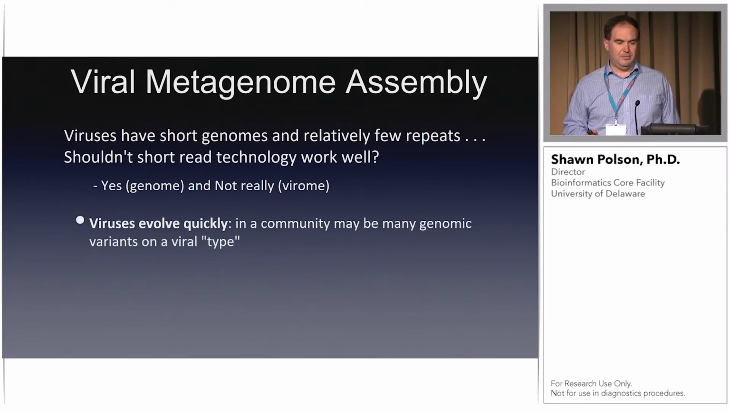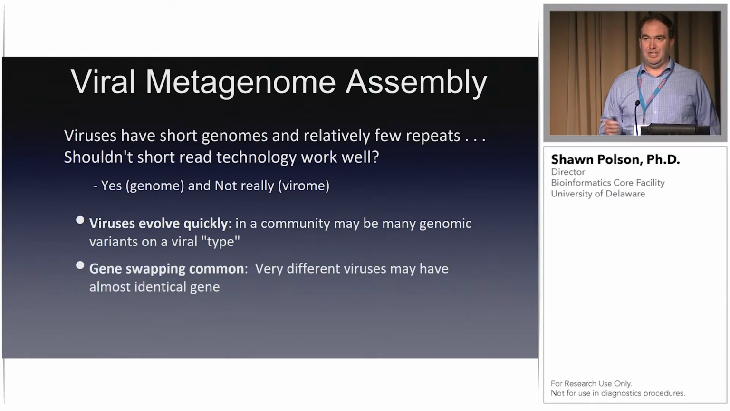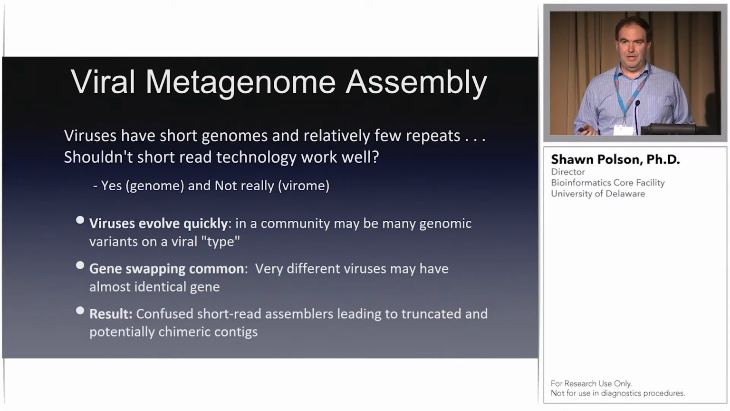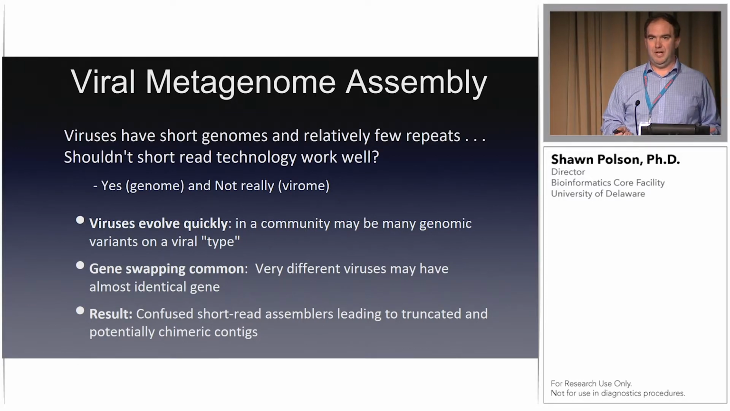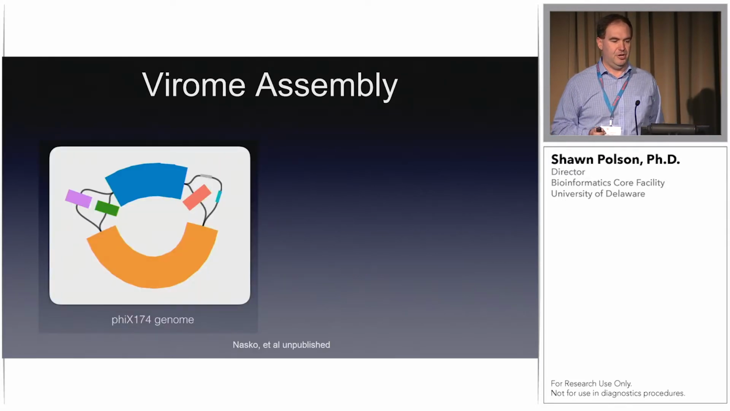So when you try to do assemblies of these, this fast evolution that viruses have in an environment means that there's not a single type for that virus. There's a continuum of genetic diversity for it. You see gene swapping occurring between both like viruses and fairly divergent viruses. And really what that leads to is when you do a short read assembly of a virome, you end up with a tangled mess of things that have maybe something in common, but often can become chimeric, or they become truncated earlier than you'd think they should.